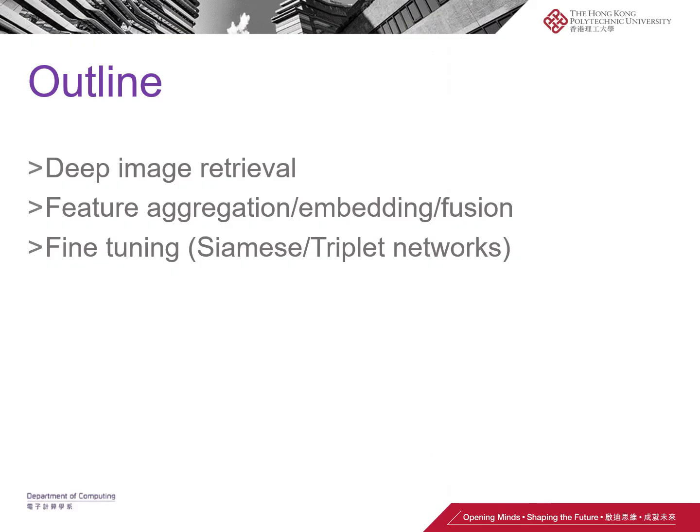We will introduce the idea of deep image retrieval itself, and then we will introduce how to reuse the features pre-trained in classification tasks for retrieval. More specifically, we will introduce how to use feature aggregation, embedding, and fusion, and then some of the fine-tuning methods for updating parameters in those pre-trained models.